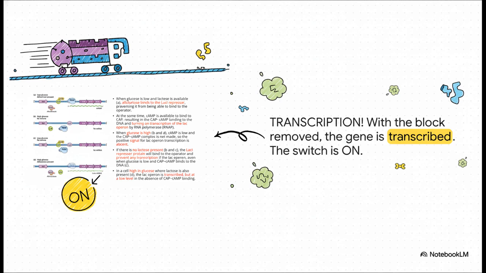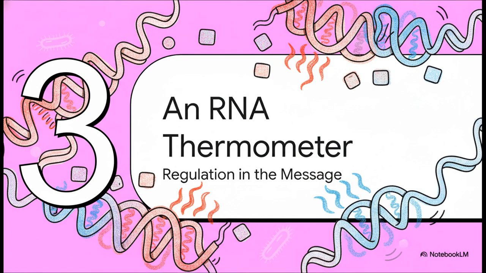The cell's reading machine, this thing called RNA polymerase, can now just zoom down the DNA track, making a working copy of the gene's instructions. The switch has been flipped on, and now the cell can make the proteins it needs to eat all that lactose. It's just a beautiful, simple, and incredibly effective system. Okay, that protein switch is pretty smart, right? But what if a cell could just cut out the middleman completely? Well, it turns out nature has found an even more direct, even more elegant way to sense the world.